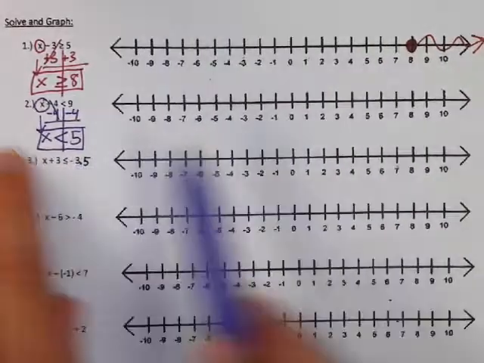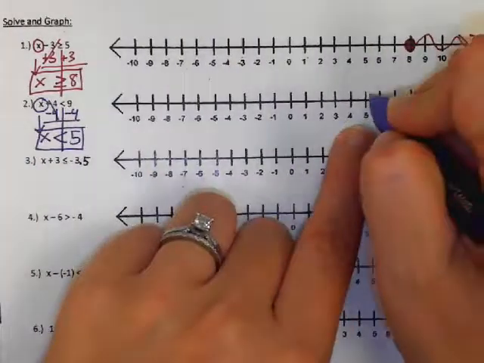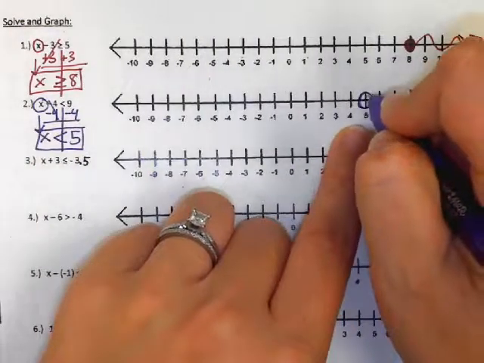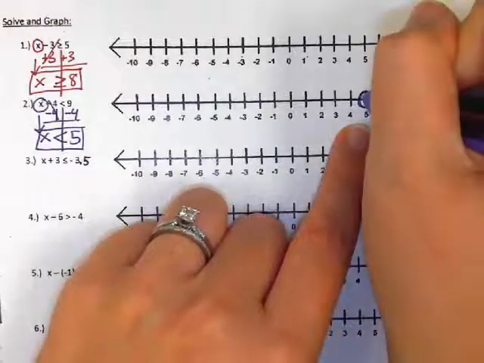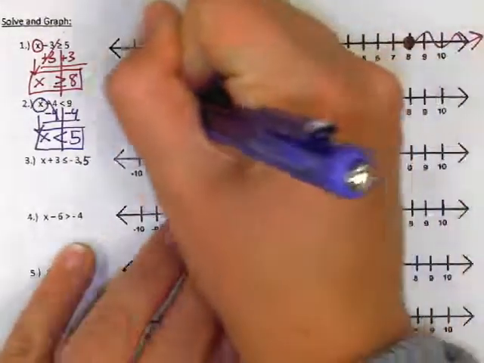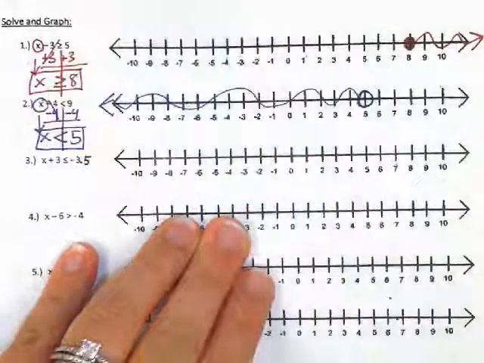To graph it, I find my 5. It's an open circle because it's less than. And it goes to the left because it's less than.